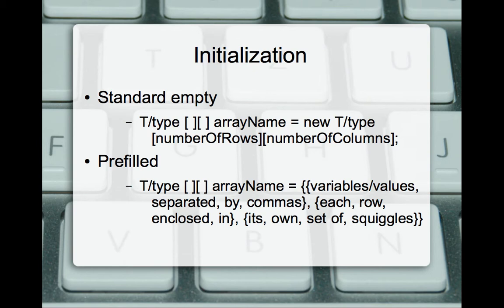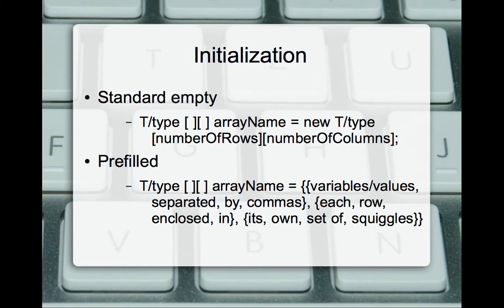It is very important you specify both the number of rows and the number of columns at this point. If you do not specify the number of rows, it won't compile. And if you don't specify the number of columns, you leave yourself open to the idea of having a sparse array accidentally. Secondly, when initializing an array, we can do what's called the prefilled initialization.